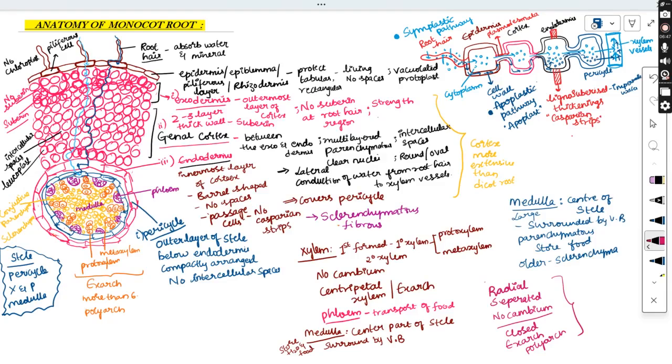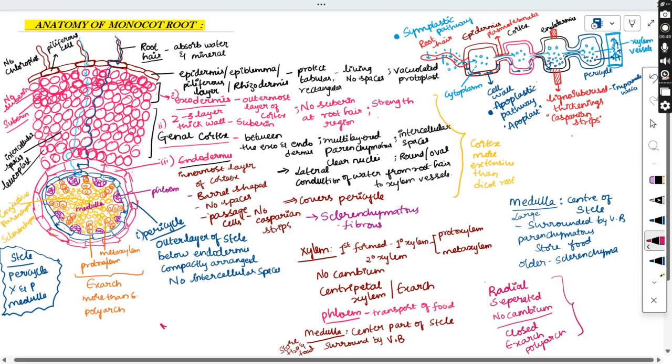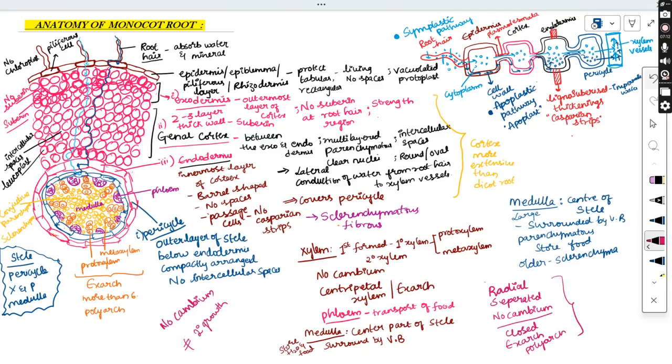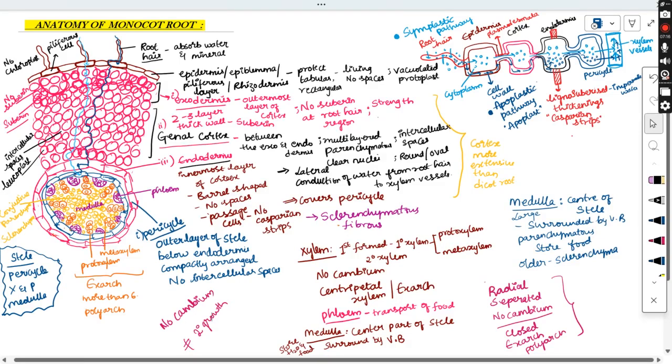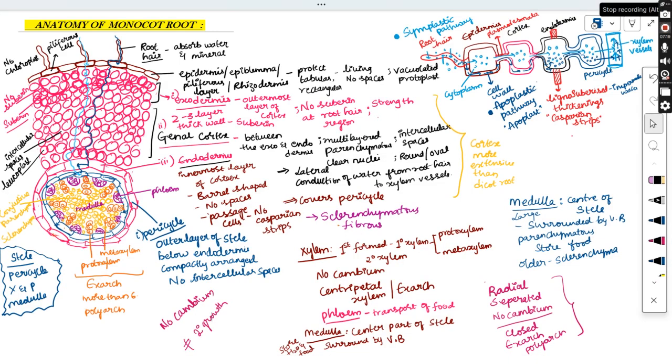There is no cambium formation in the case of monocot, and this is the major important point. As the cambium is absent, you cannot see the secondary growth. So there is no secondary growth in the monocot root. Only the dicot root can show secondary growth. So this is the description of the monocot and the difference between dicot and monocot root.